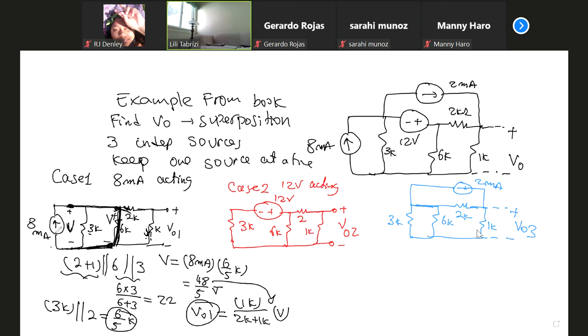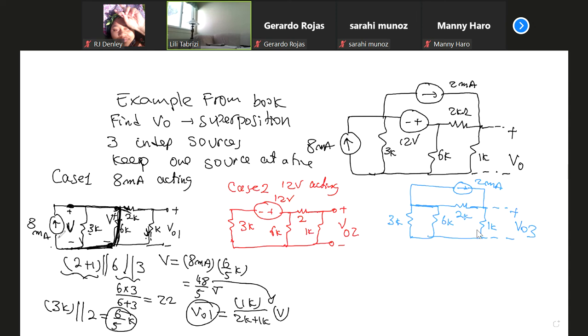I have 8 milliamp here. 8 milliamp sees the total resistance of what? Remember, we had this before. Go from the end and combine all the resistors. 1K in series with 2K. 6 and 3 in parallel is equal to 2. 1 and 2 in series is 3. This combination is in parallel with this combination. So you find the total resistance.